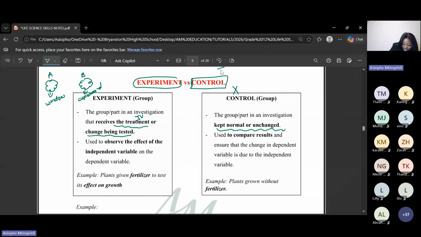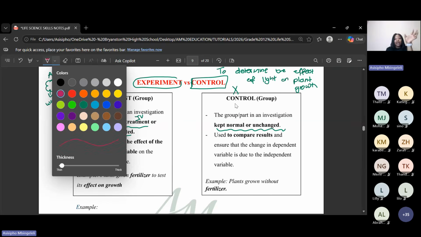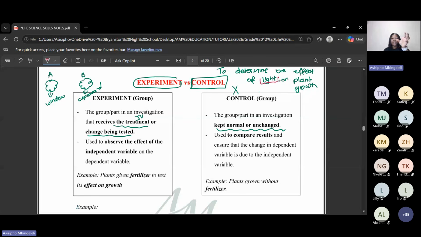Our investigation was to determine the effect of light on plant growth. Okay? And then we said that light was what we wanted to investigate because we wanted to investigate the effect of light on plant growth. We said light is our independent variable and plant growth is our dependent variable.